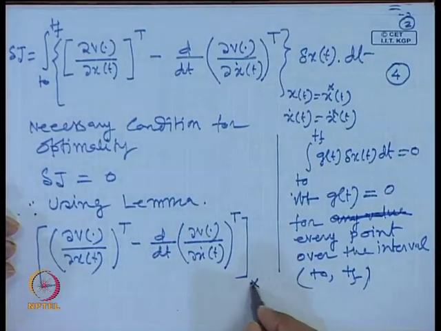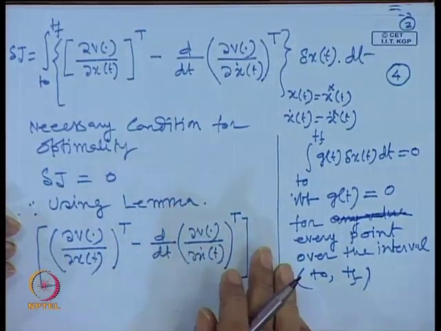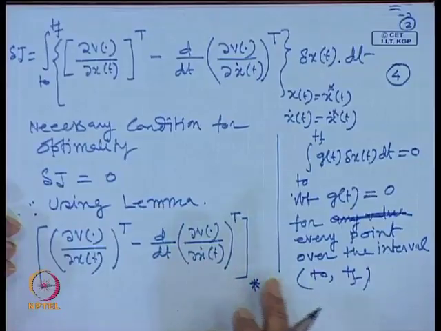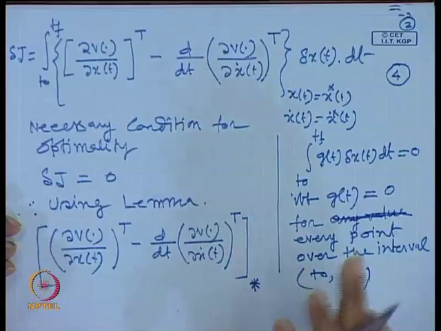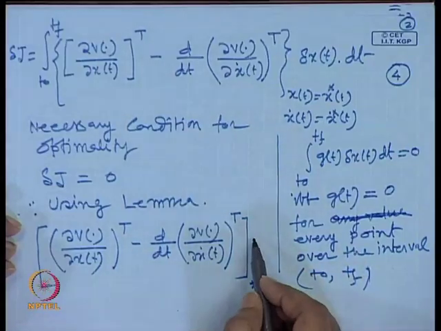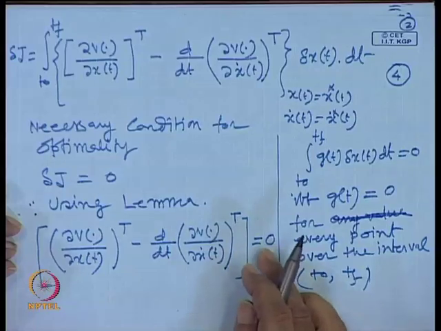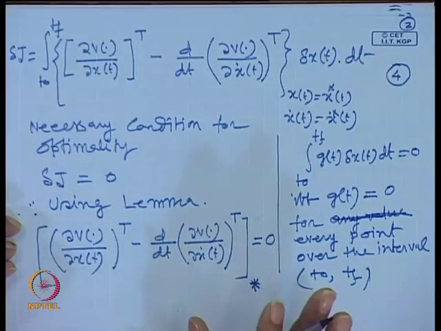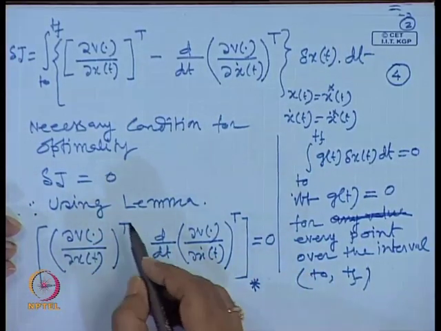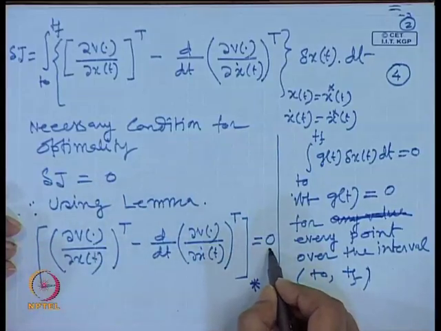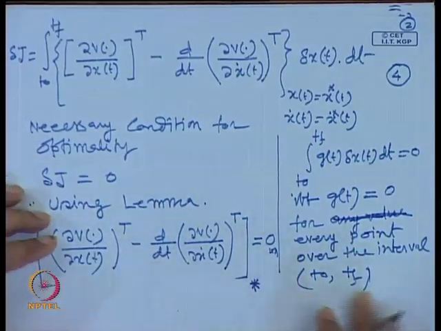I simply write star to mean that x of t is replaced by x star of t, and x dot of t is replaced by x dot star of t, along the optimal trajectory path. So, this is equal to 0. If you write the transpose, that will be 1 cross n if x is a vector. Agree? If you remove this transpose, then it will be n cross 1.